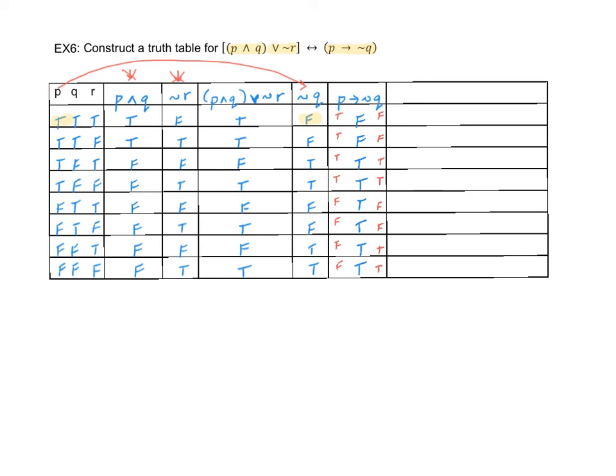Okay, let's put it all together for our statement, which would be brackets and then parentheses P and Q, or not R, if and only if, parentheses, if P, then not Q. Let's see if I can fit all this in. I'm going to go down below to indicate which columns I'm looking at.